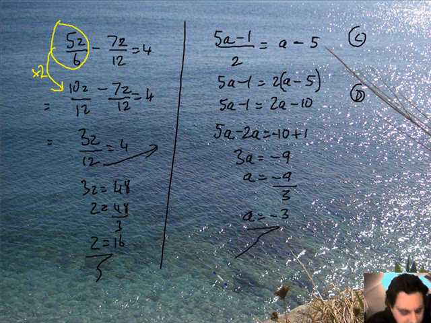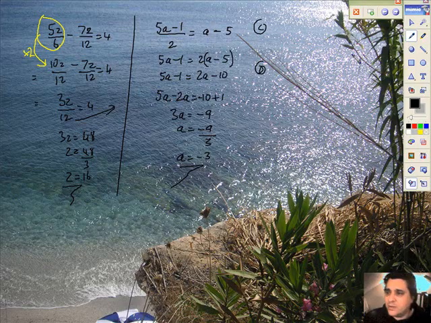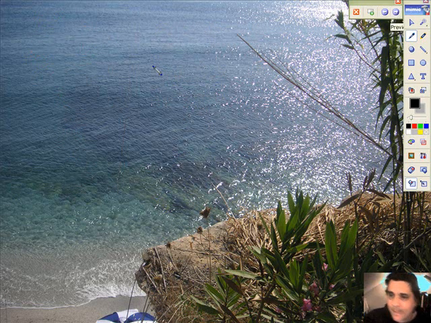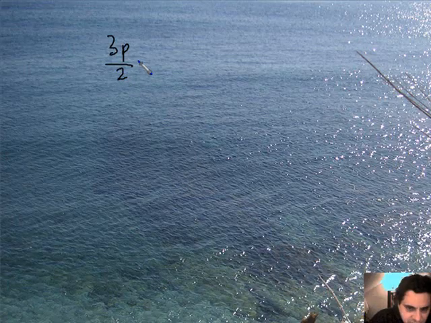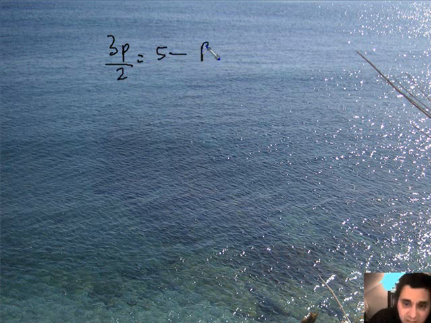That's a real beauty, isn't it? Let me do D, I suppose, on the next page. D says this: 3p over 2 equals 5 minus p over 6. Now I can't imagine this happening on the foundation paper, I really can't, that is quite repulsive. How should we do this one?